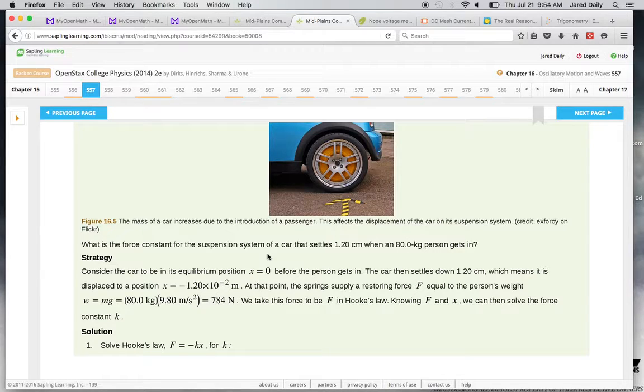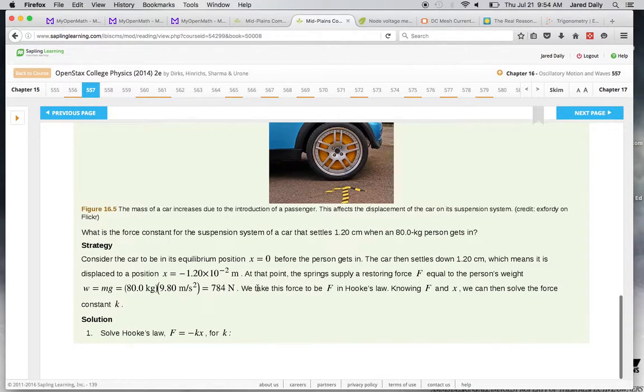In this particular case, we have a car that settles 1.2 centimeters when an 80 kilogram person gets in, and we're going to say that before the person gets in, x equals 0 will be the equilibrium position. So the springs are already loaded with the weight of the car, but we're going to ignore that for the moment. And it settles down 1.2 centimeters, and the displaced position, which we'll say going down as the person gets in, will be negative, so it's negative 1.2 times 10 to the minus 2 meters.